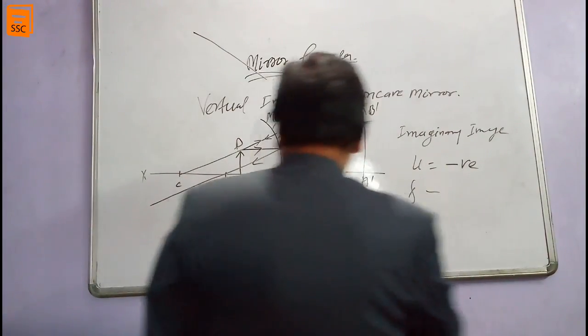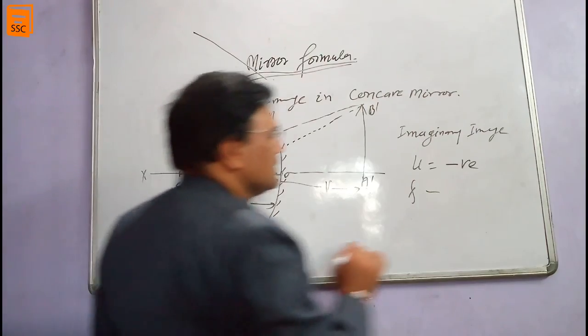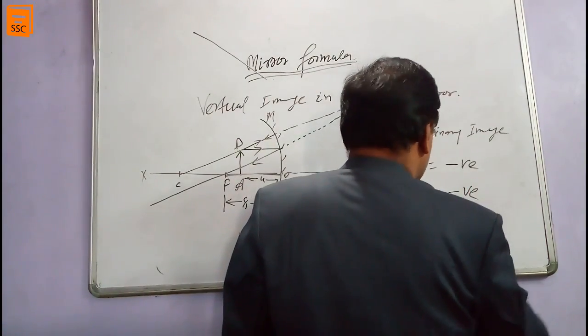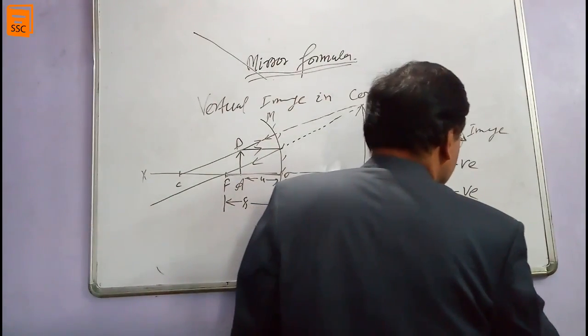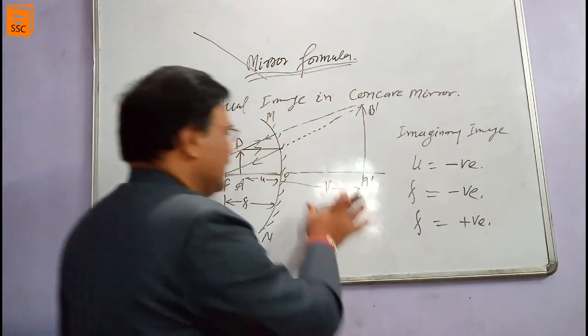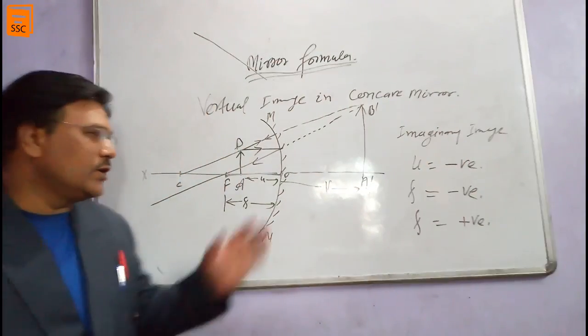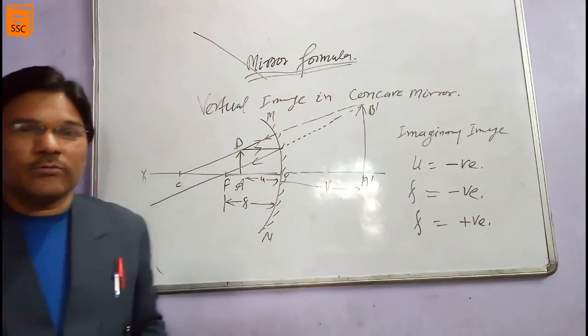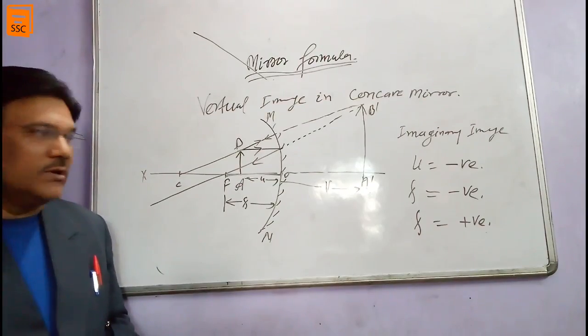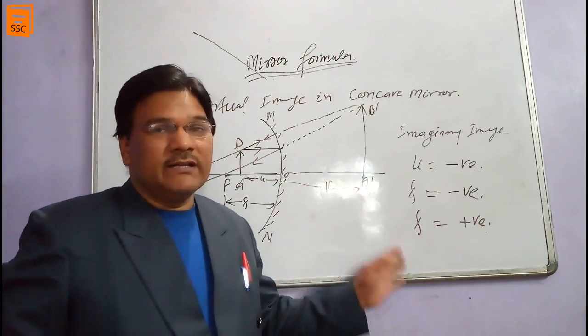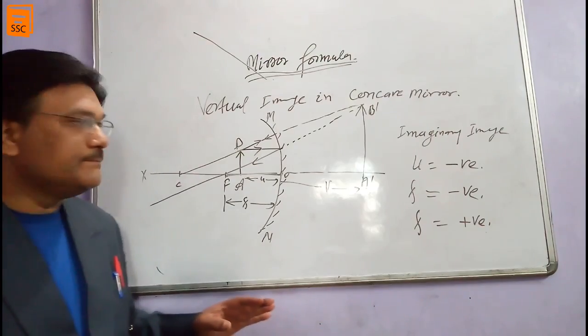F, here, this direction, is also negative. And what about V? V is positive. Keep in mind, V is on the back side of the mirror, so on the number line it is right of the zero, so it is positive. Keeping all this in mind, these are important for solving numerical sums.